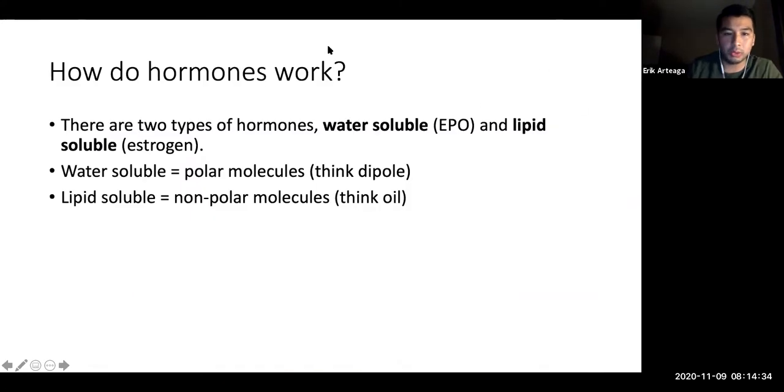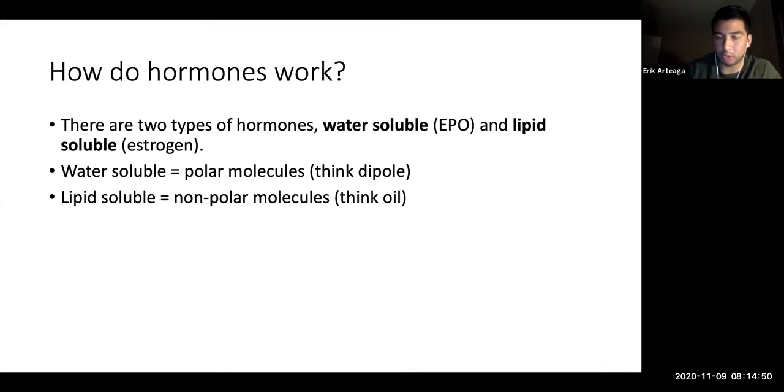So how do hormones work? Okay, so there are two different types of hormones we'll be talking about. There's water soluble, like erythropoietin, which you talked about a bit, and lipid soluble, such as estrogen, your sex hormone.